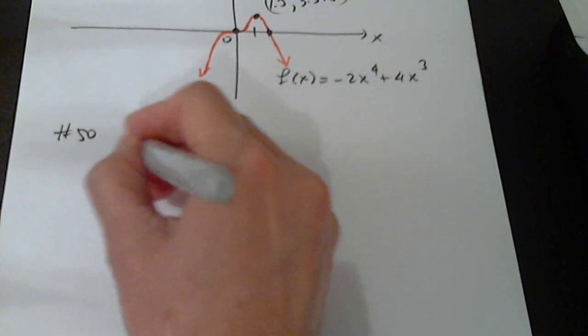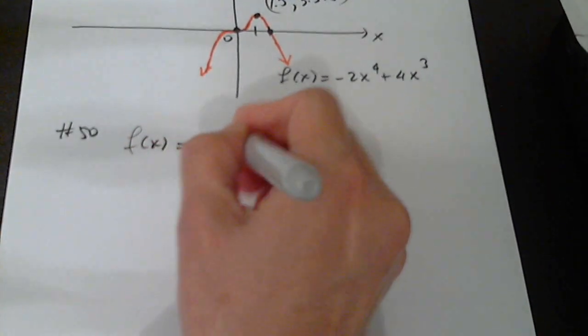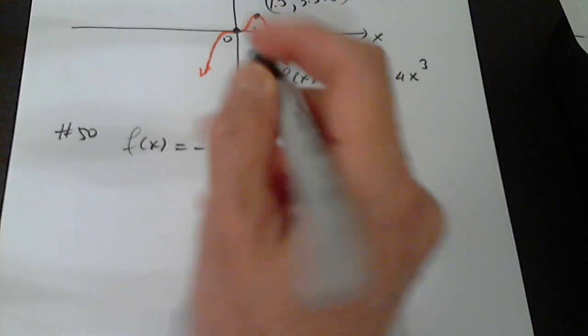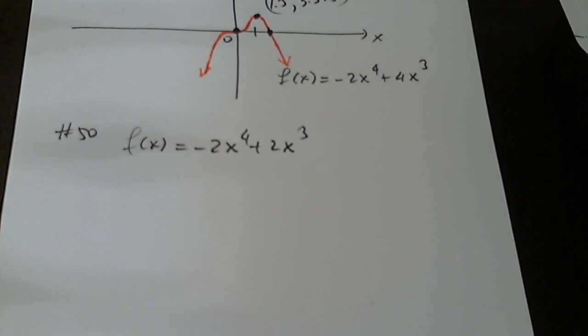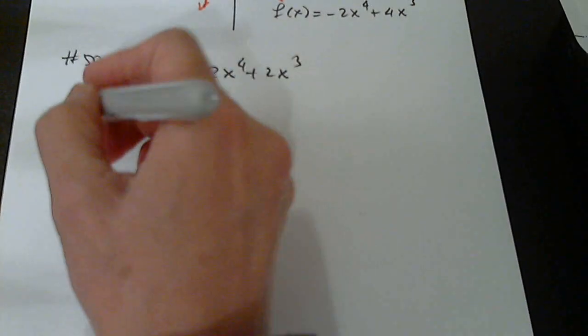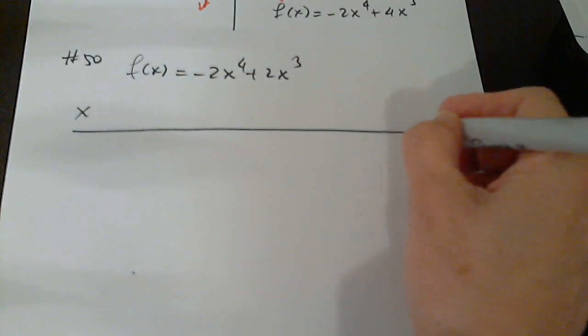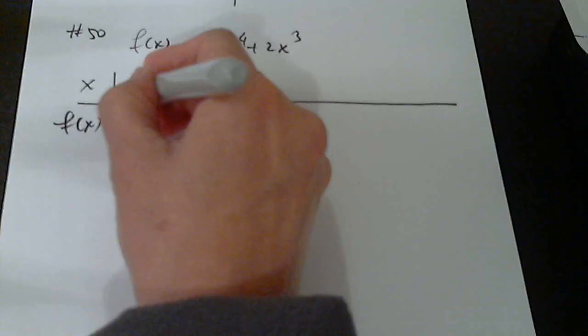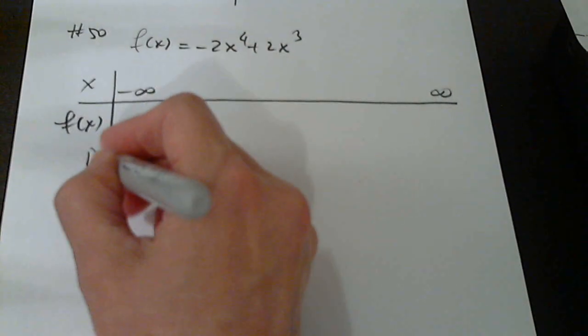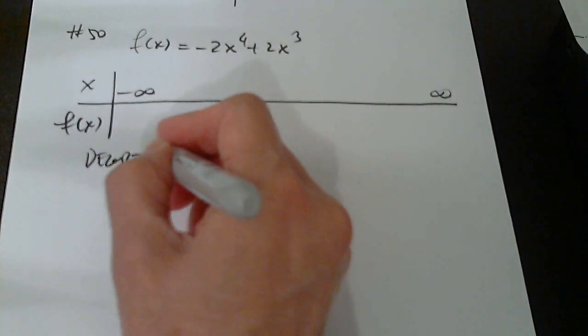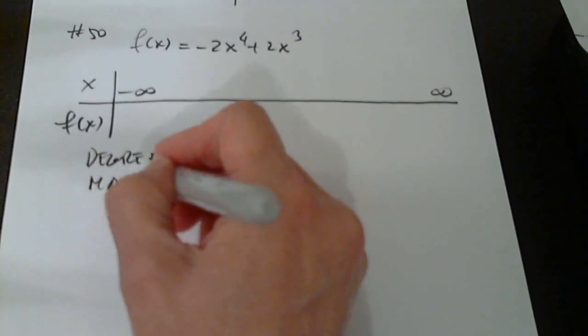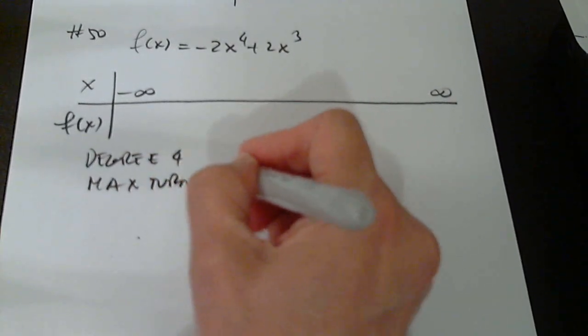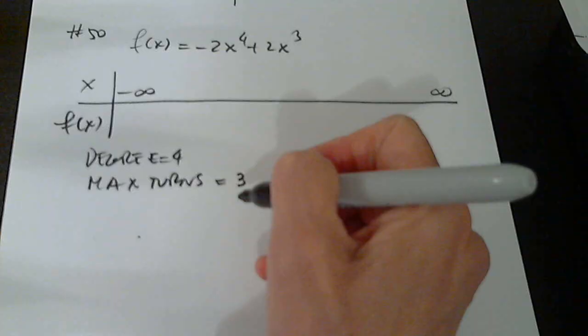50 is f of x equals negative 2x to the fourth plus 2x cubed. Perfect. Good. Okay, we start with the table. What is the degree? Degree 4. Very good. Maximum turns, 3. Good.